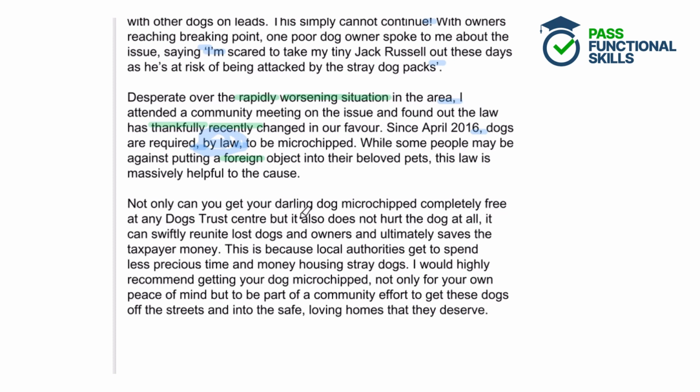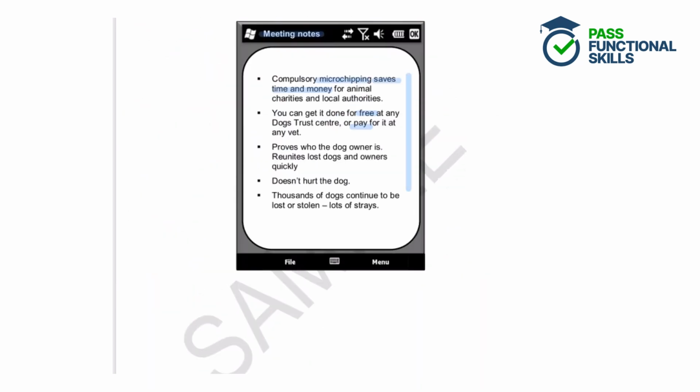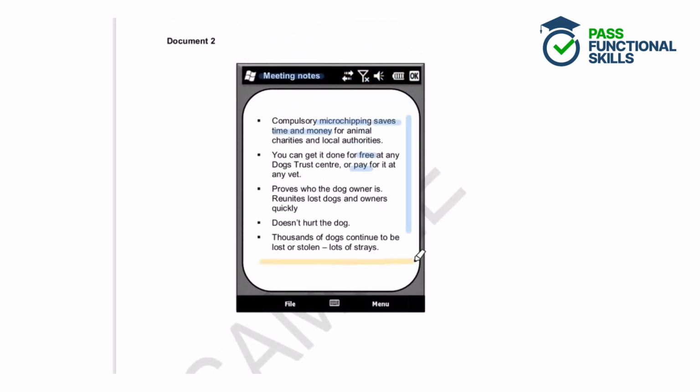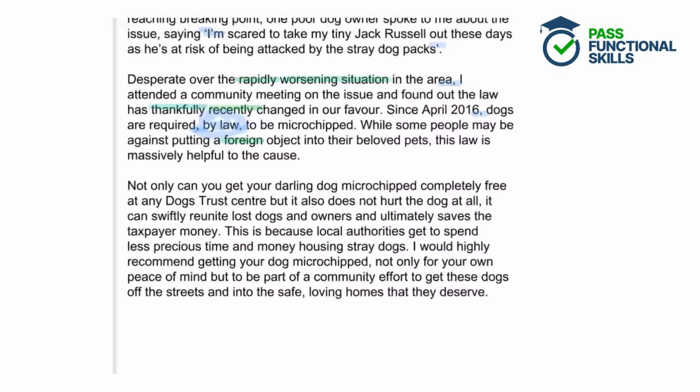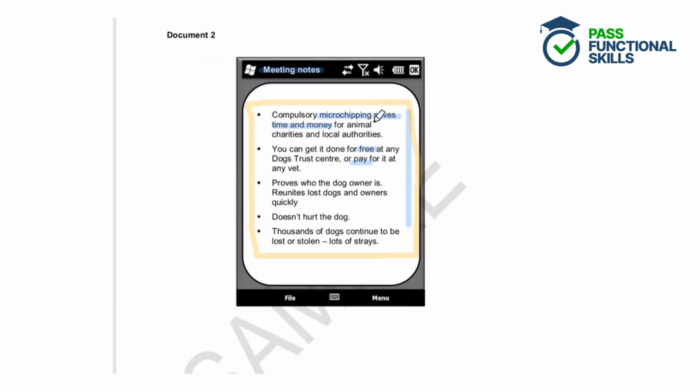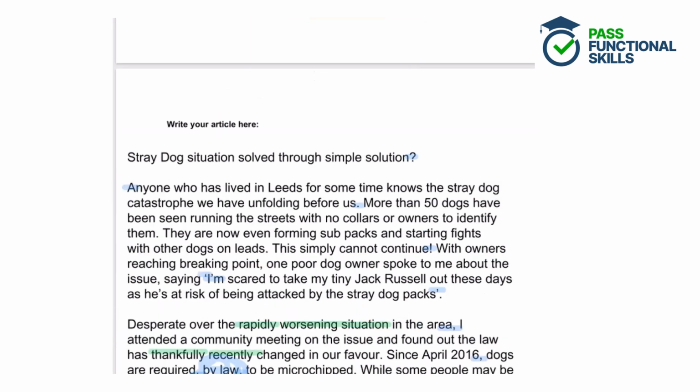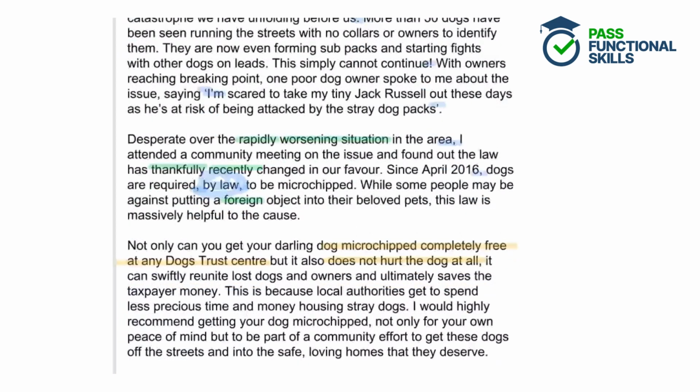It's a good idea to try and use the documents that have been provided. So this document here has given lots of different details that have been used in the answer. So for example, it's explained that you can get your dog microchipped for free at the Dog Trust Centre. So we've used the document to include that detail, and that it does not hurt the dog at all. And then we've got some other facts that have been included that come directly from that document there. So don't be afraid to try and use the documents for some inspiration if you're getting a little bit stuck for details.